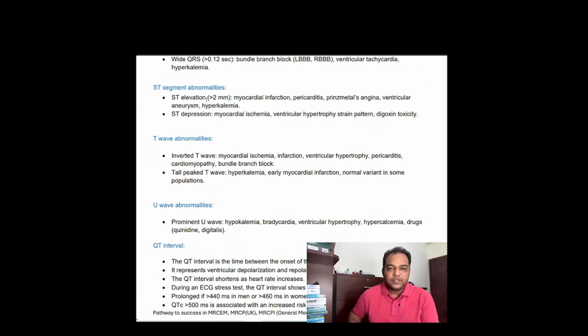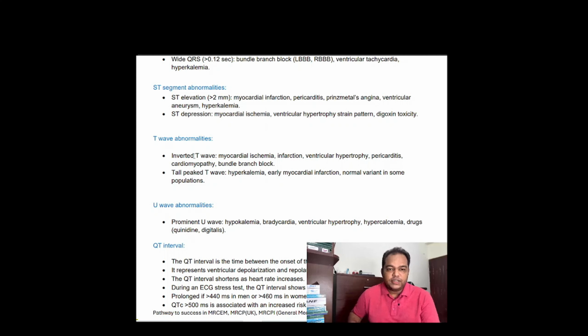ST segment elevation. ST segment is elevated when the elevation is more than 2 millimeter in case of chest leads and more than 1 millimeter in case of limb leads. It may be found in case of myocardial infarction, pericarditis, etc. And ST depression may be found in case of myocardial ischemia, ventricular hypertrophy strain pattern, or digoxin toxicity.